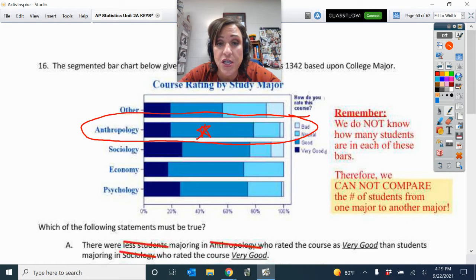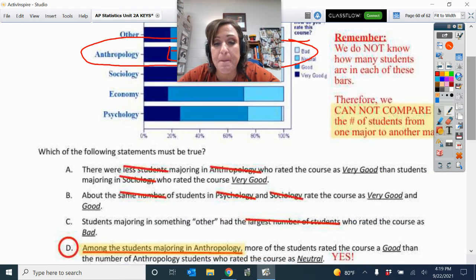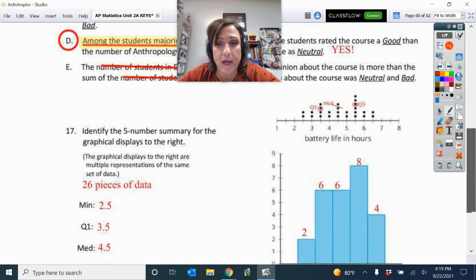statistics class as good to those who rated it neutral. And in that case, it is allowed because this is a bigger percent of the same total as this percent. Okay, so that's why D is correct.